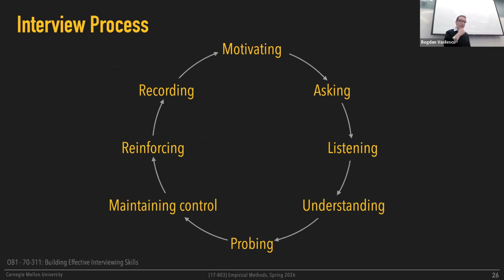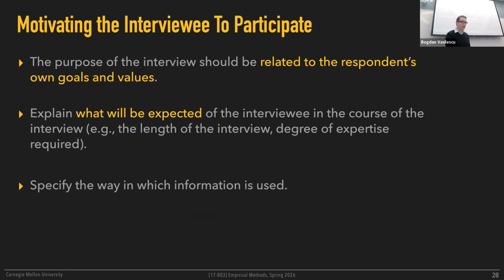Okay. So here is a process diagram. I stole this from a course 7311 on building effective interviewing skills, which I thought was great. I don't know if this is still being offered or not. That walks you through the different steps of actually the interview process itself. So just a few bits here.